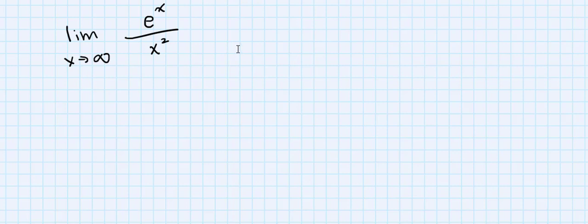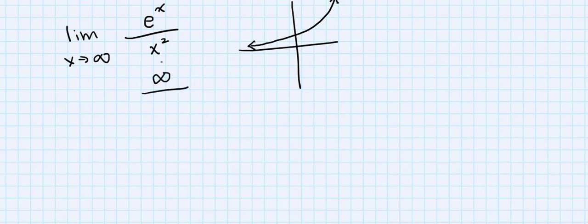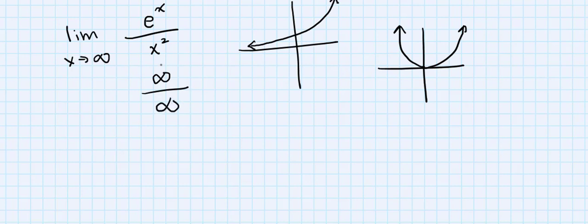Now, let's take a look at the limit as x approaches infinity of e to the x over x squared. What happens as x approaches infinity? Well, if you look at the graph of e to the x, it looks like this. As you can see, as x approaches infinity, the y value goes to infinity. So it will be infinity on top. And what about x squared? Well, x squared is a parabola. So as x approaches infinity, the y value also approaches infinity. So this is a case where you have infinity over infinity. So what do you do? You apply L'Hopital's rule.